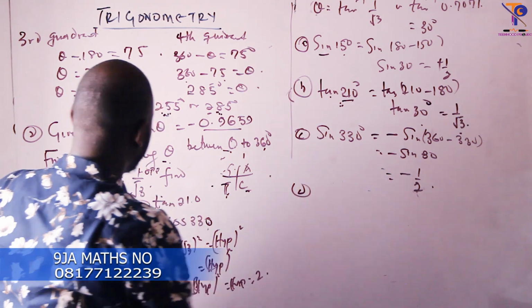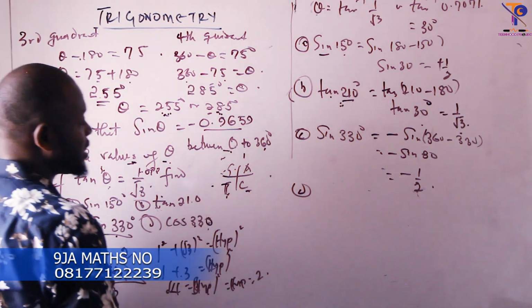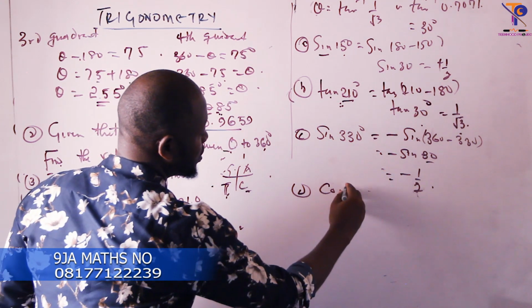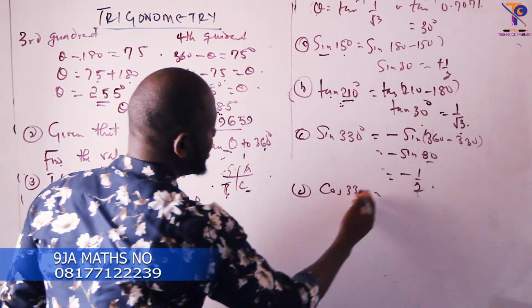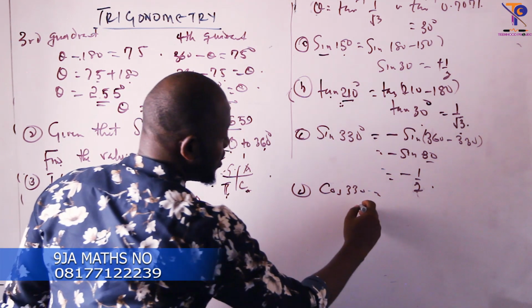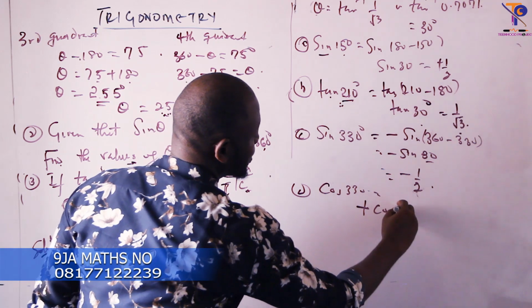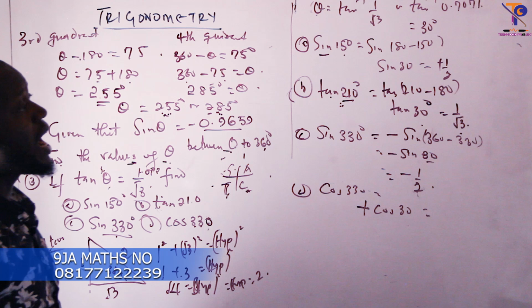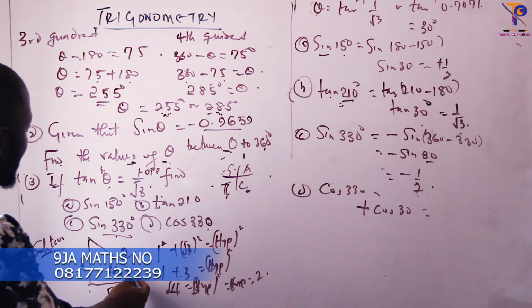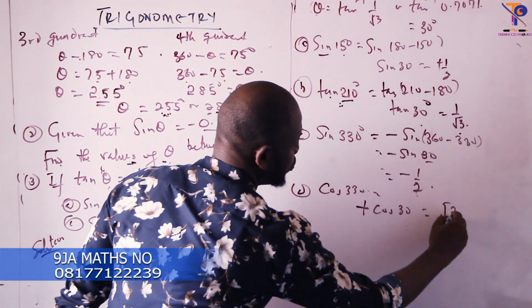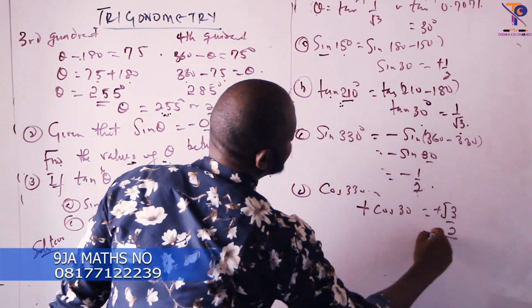And the last question for the day here is cos 330. 330 is still going to be 30 degrees. So we have cos 330 is going to be cos 30 degrees. But cos is positive on the fourth quadrant, so we have positive cos 30. Cos is adjacent over hypotenuse. That is root 3 over 2, a positive value.